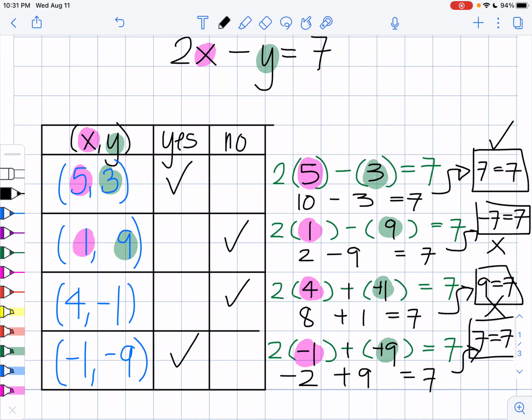So remember, the goal is to make a skeleton with blanks for your variables, plug in what it tells you in the ordered pair, and see if you get the answer you're supposed to get or if you get something that's not equal to each other.